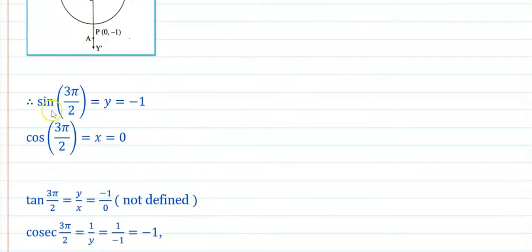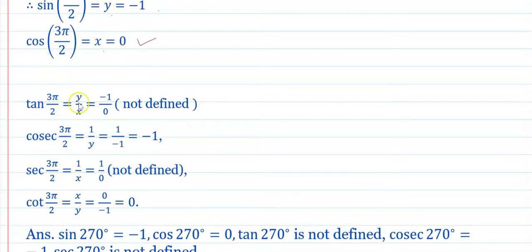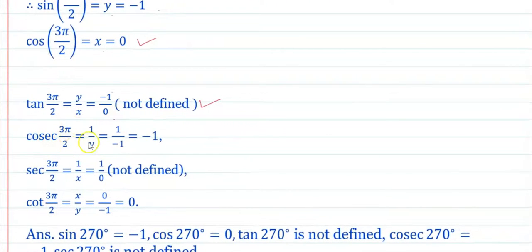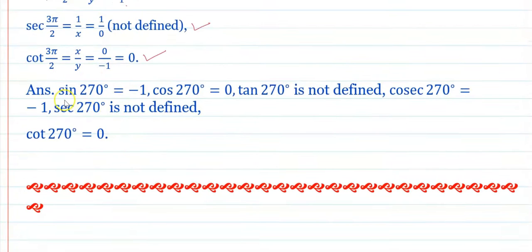Therefore, sine of 3 pi by 2 is equal to y, y is minus 1. Cos of 3 pi by 2 is equal to x, x is equal to 0. Tan of 3 pi by 2 is equal to y by x. y is minus 1, x is 0, and hence it is not defined. Cosec 3 pi by 2 is 1 upon y, 1 upon minus 1, and that is equal to minus 1. Sec of 3 pi by 2 is equal to 1 upon x, 1 upon 0, which is not defined. Cot of 3 pi by 2 is x upon y, that is 0 upon minus 1, equal to 0.